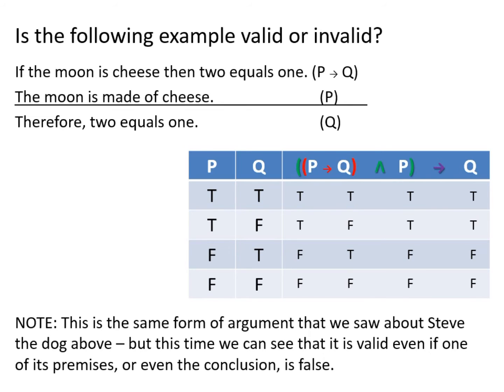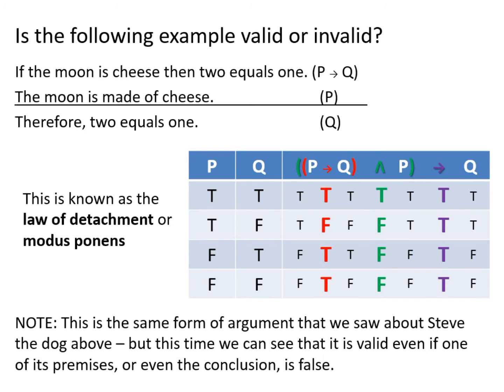If we look at it again though, if P then Q, P therefore Q. If Steve is a dog, then Steve is an animal. Steve is a dog, therefore Steve is an animal. It was valid back then, and it's valid now. Exactly the same thing. It's actually called the law of detachment, or modus ponens.